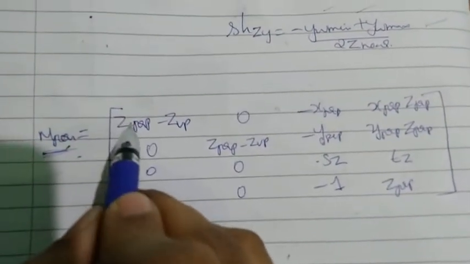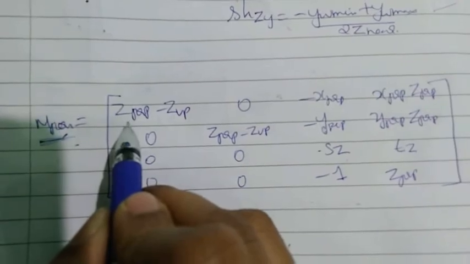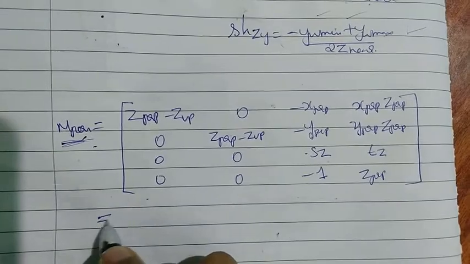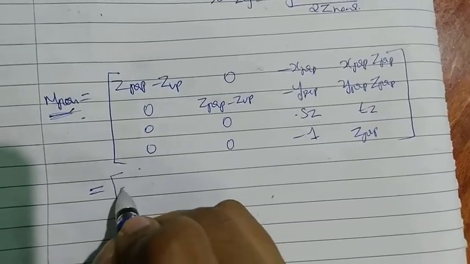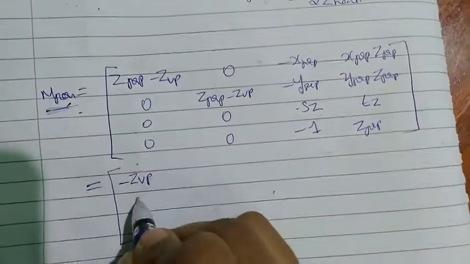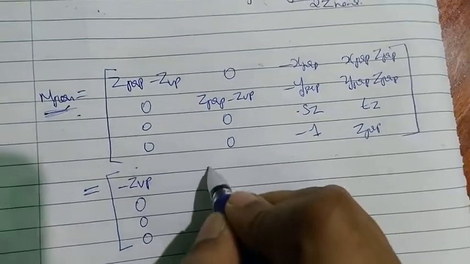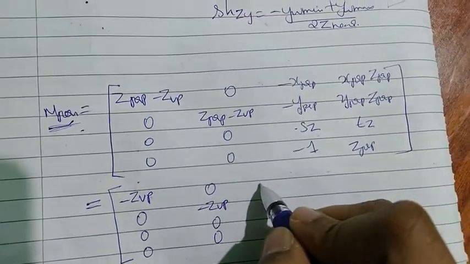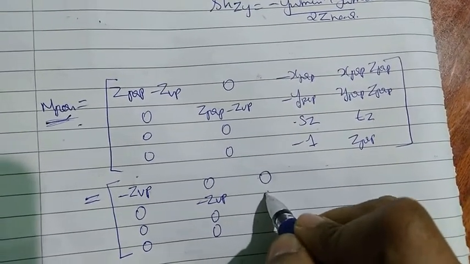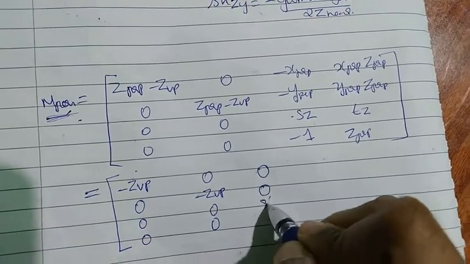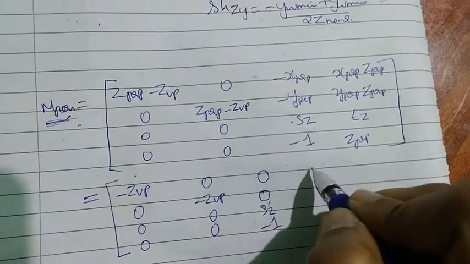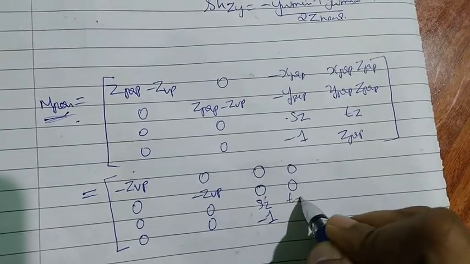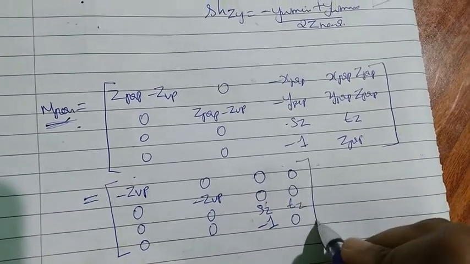According to our condition, zprp should be equal to 0. So we get minus zvp, 0, 0, 0, 0, minus zvp, 0, 0. xprp equal to 0, it is 0. yprp equal to 0, it will also be 0. sz as it is, minus 1. Now these are all 0, so 0, 0. tz as it is, zprp equal to 0, so 0.